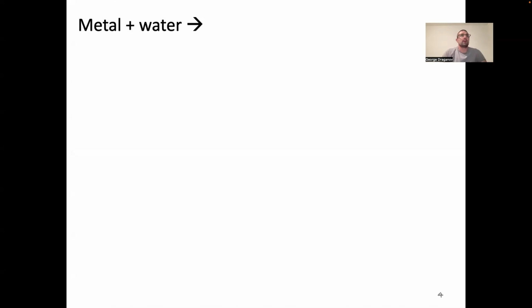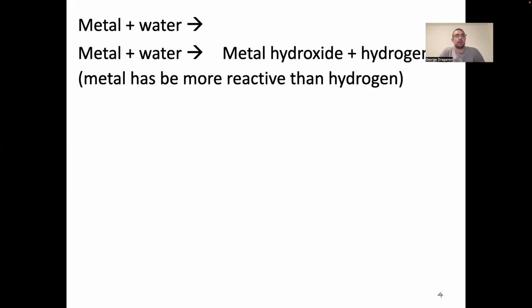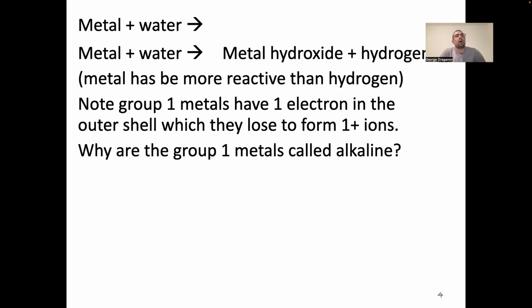So the first thing is, what happens when a metal reacts with water? You need to know that it forms a metal hydroxide plus hydrogen. The only condition is that the metal has to be more reactive than hydrogen for this to work, so it essentially displaces one of the H's from the water. Now, group 1 metals have one electron in the outer shell, so when they lose it, they'll always form a +1 ion. Why are they called alkaline? Well, it's because they make metal hydroxides, and OH minus, the hydroxide ion, is what makes an alkali.